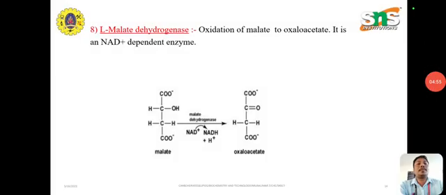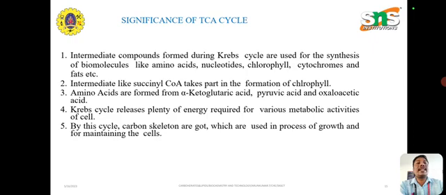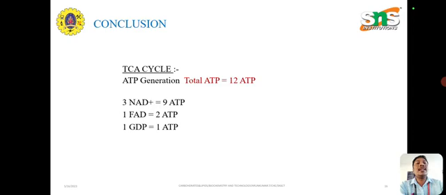The significance of the TCA cycle: intermediate compounds formed during the Krebs cycle are used for the synthesis of biomolecules like amino acids, nucleotides, chlorophyll, cytochromes and fats. Intermediates like succinyl coenzyme A take part in the formation of chlorophyll. Amino acids are formed from alpha ketoglutaric acid, pyruvic acid and oxaloacetic acid. The Krebs cycle releases plenty of energy required for various metabolic activities of the cell. By this cycle, carbon skeletons are obtained which are used in the process of growth and maintaining the cells.